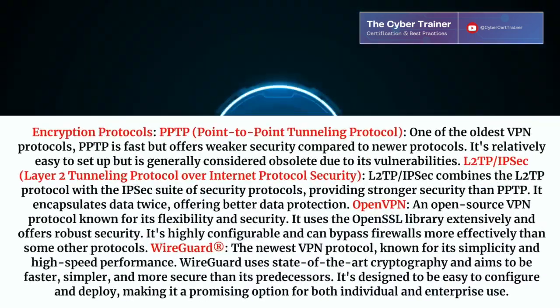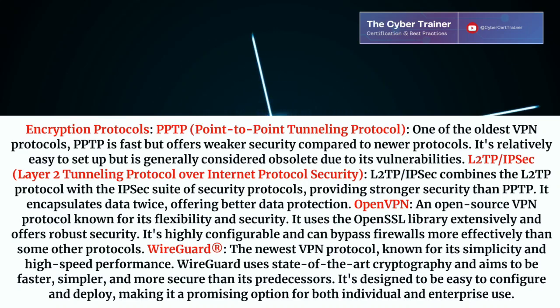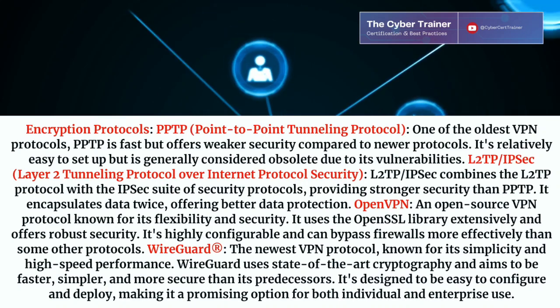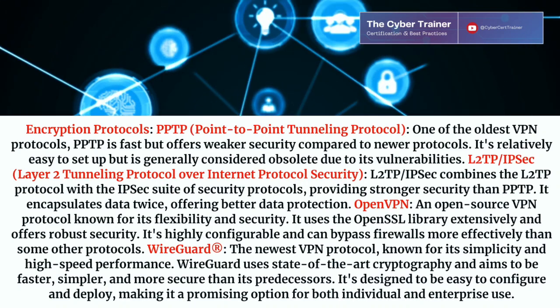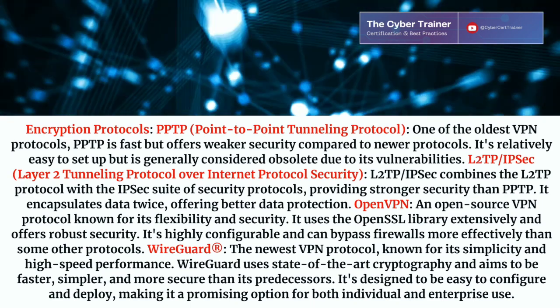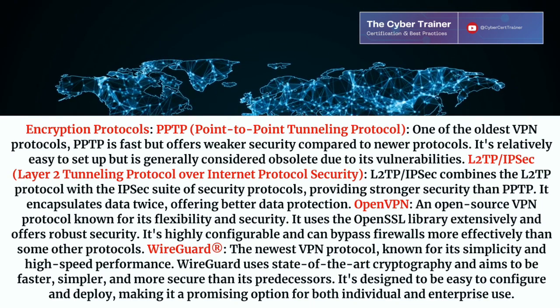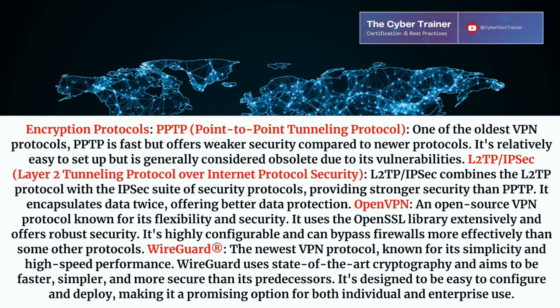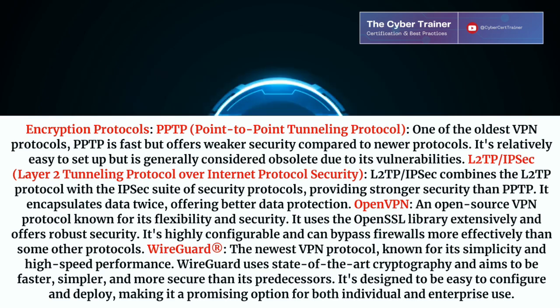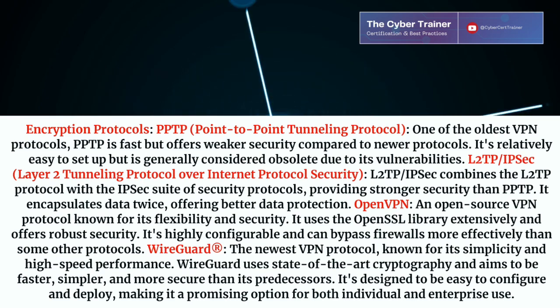Encryption protocols. PPTP, Point-to-Point Tunneling Protocol. One of the oldest VPN protocols, PPTP is fast but offers weaker security compared to newer protocols. It's relatively easy to set up but is generally considered obsolete due to its vulnerabilities.